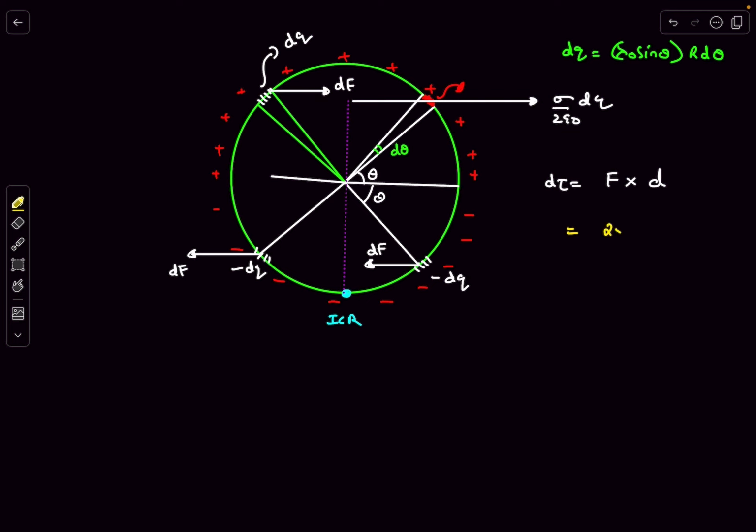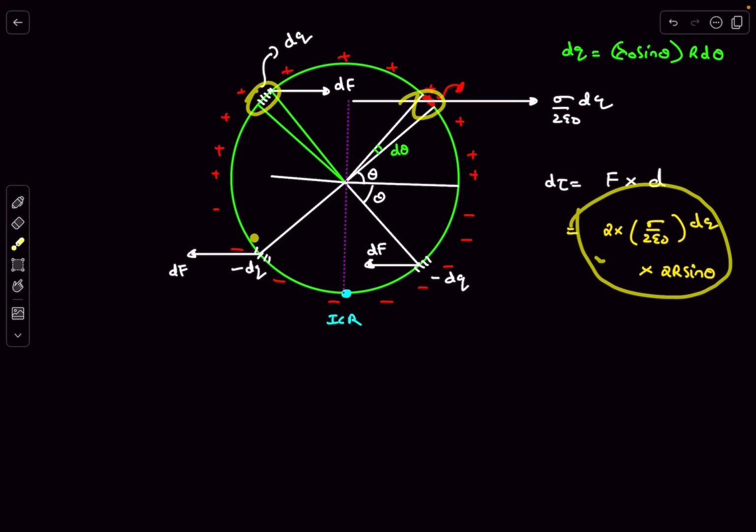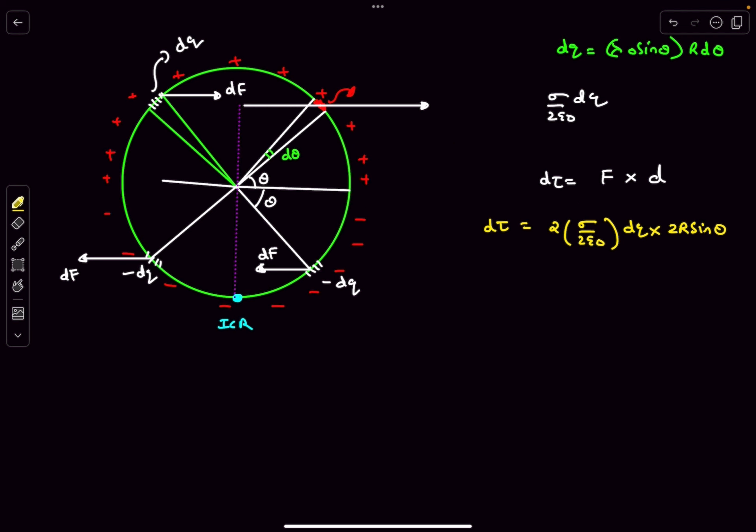So this is going to be 2 times df, which is sigma by 2 epsilon naught times dq, and the perpendicular distance between these two forces is this particular distance over here. And this distance, if you see, is r sine theta plus r sine theta, which is 2r sine theta. So this is basically the torque due to these 4 charges that we took. Now as I want the total torque due to electric force, I'll just integrate this.